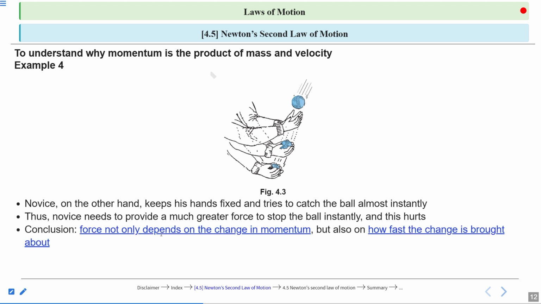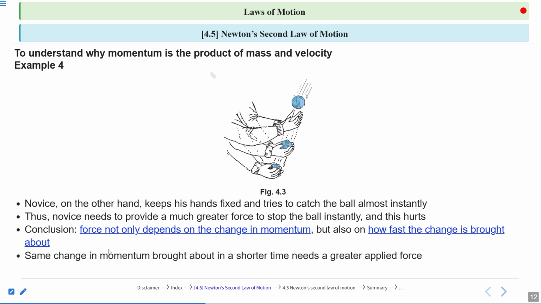Conclusion: force not only depends on the change in momentum, but also on how fast the change is brought about. The same change in momentum brought about in a shorter time needs a greater applied force. This is important. Clear? Let's take one more example. If you catch the ball with stiff hands, the ball stops very quickly. The time interval is delta t. That means a large force acts on your hands. More pain, or you might even drop the ball.